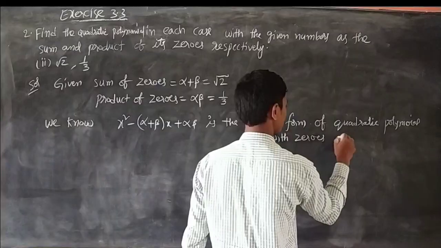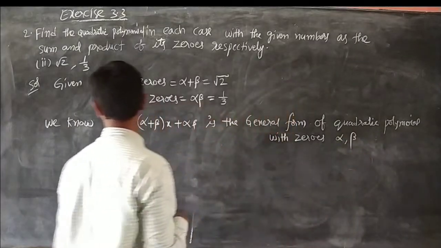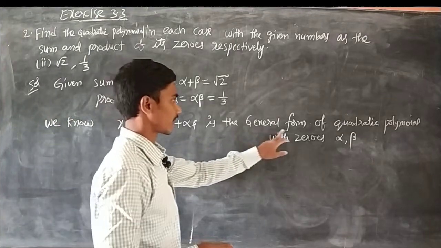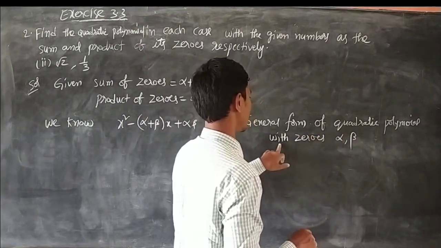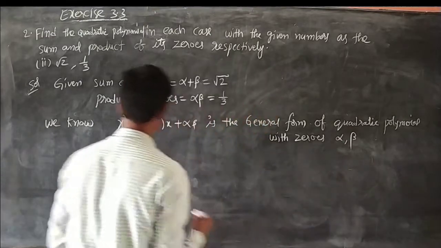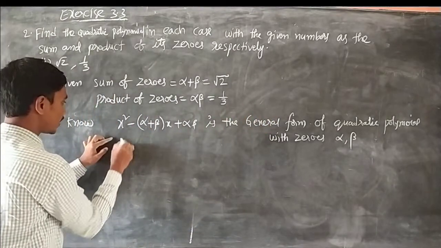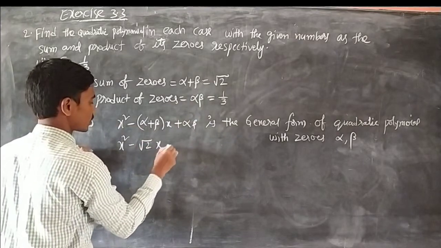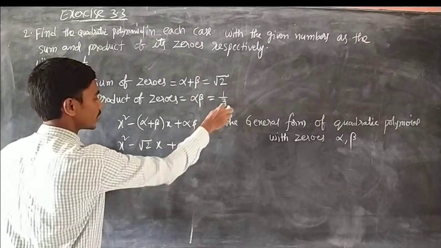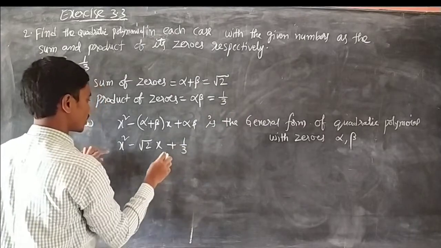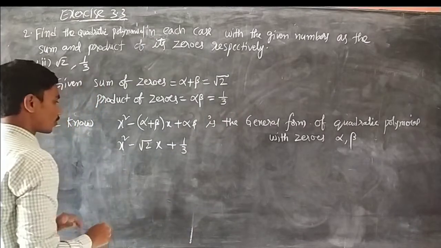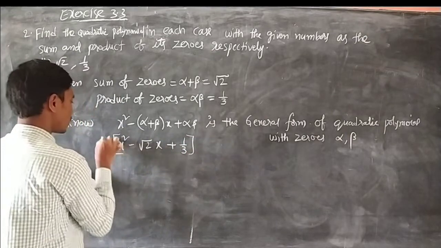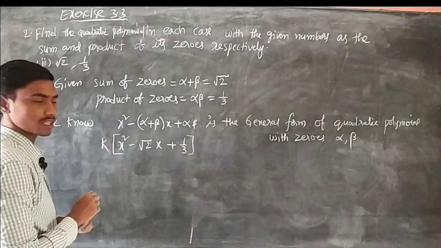We know x square minus alpha plus beta into x plus alpha beta is the general form of a quadratic polynomial with zeros alpha comma beta. Already given alpha plus beta value is root 2, into x plus alpha into beta is also given, 1 by root 3, is the required polynomial. And one more thing, if the entire expression is multiplied with k, the value is not changed.